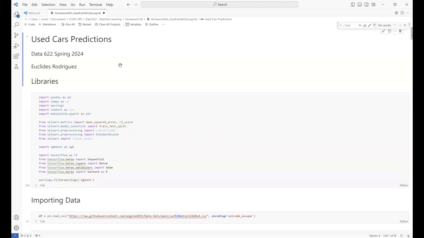The data set that I used for this homework was a used cars data set that I found on Kaggle. It was given a good rating in terms of being a clean notebook and usability. And I thought it would be something practical that we could use as a presentation for this homework.